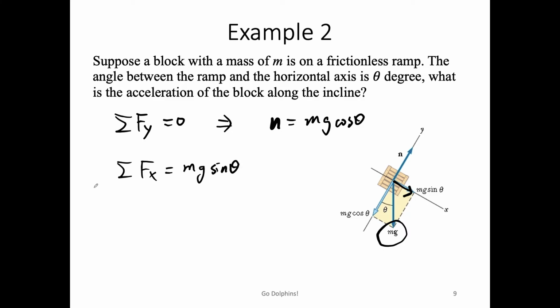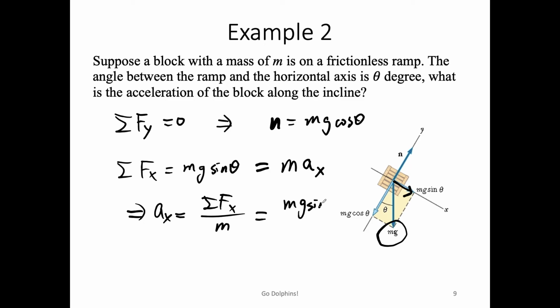Now we find out what's the net force in the x direction. And we also know there is acceleration in the x direction if you have a net force, and the net force has to equal m a_x. So a_x is the net force in the x direction divided by mass. Mg sine theta divided by mass gives g sine theta. And this is the acceleration of the box moving down the ramp.